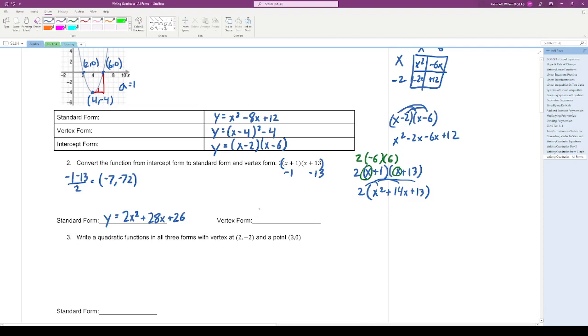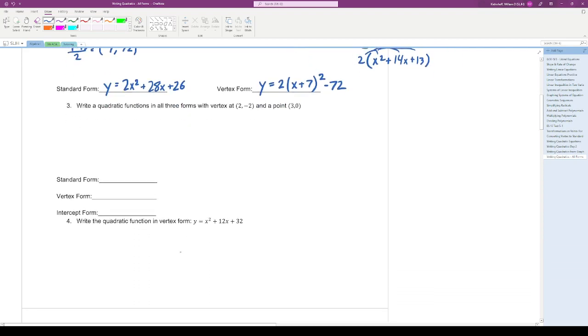Because again, we know that A is 2, right? Because it was given here as 2, and we see it here in our standard form as 2. So y equals 2 times, then we'll have x plus 7, because we're taking the opposite of our h here, squared, and then minus 72. So that's how we can get from intercept form to both standard and vertex.